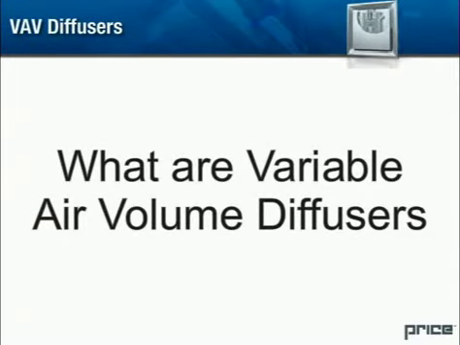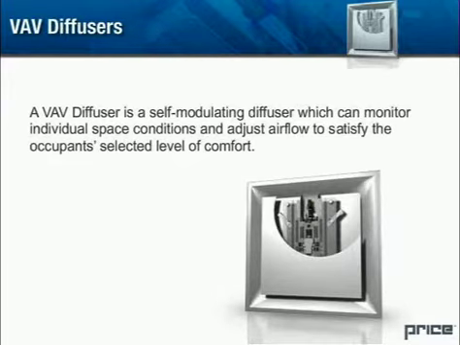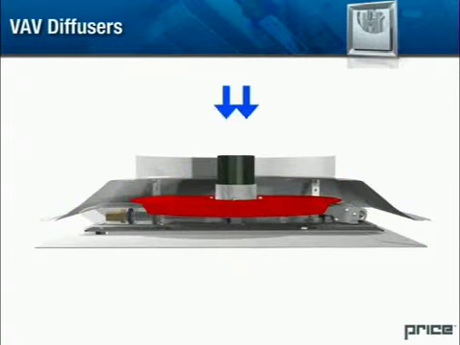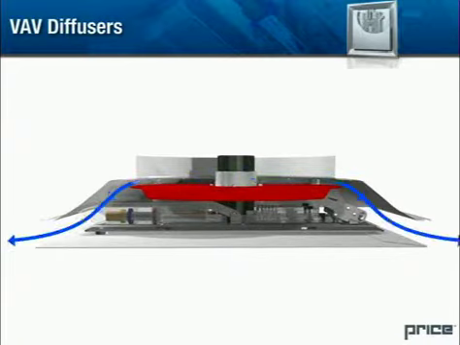What are variable air volume diffusers? A VAV diffuser is a self-modulating diffuser which can monitor individual space conditions and adjust airflow to satisfy the occupant's selected level of comfort. The unique design of the Price VAV diffuser moves an integral damper to vary airflow while maintaining outlet velocities and excellent throw characteristics.